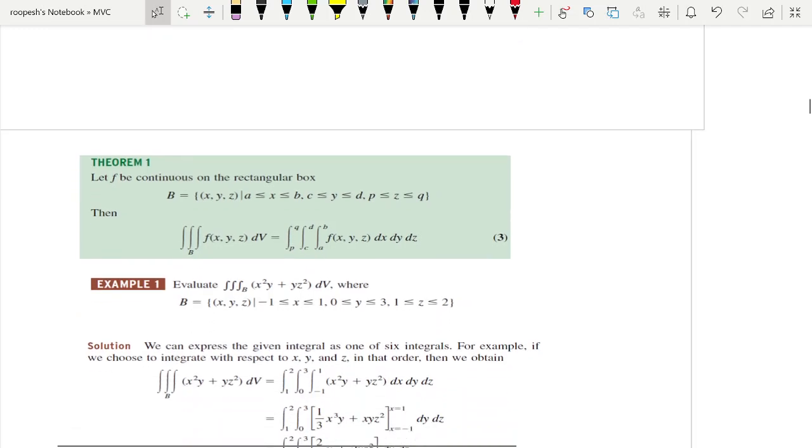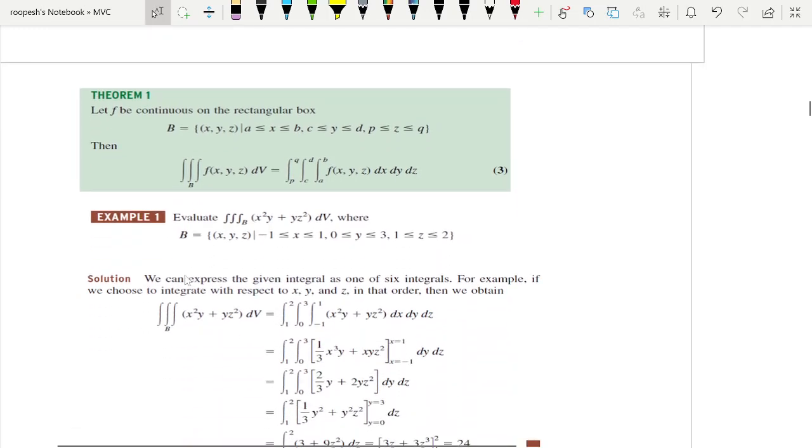Before that, there's a theorem. Let f be continuous on a rectangular box B equal to the set of x, y, z with x lying between a and b, y lying between c and d, and z lying between p and q. Then the triple integral over this box B of f of x y z dV is equal to the iterated triple integral of f of x y z dx dy dz.